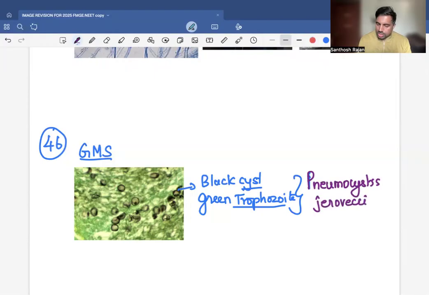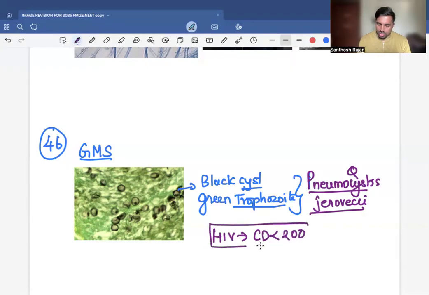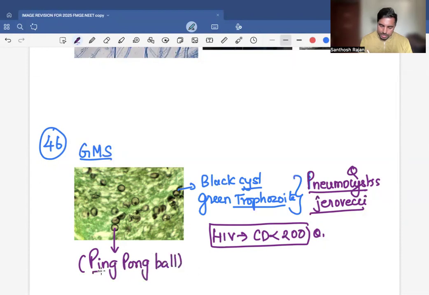Pneumocystis jirovecii. This is a very, very important one. You know that this is common in HIV patients with CD4 less than 200. They're very common when CD4 is less than 200 or 100, but 200 is fine. Severe lung infection it causes. That's all. This appearance, sometimes you call ping pong ball appearance. PP, ping pong ball appearance. Very, very simple. Pneumocystis in HIV patients is very, very common. Remember that.